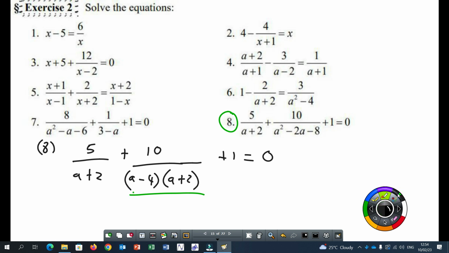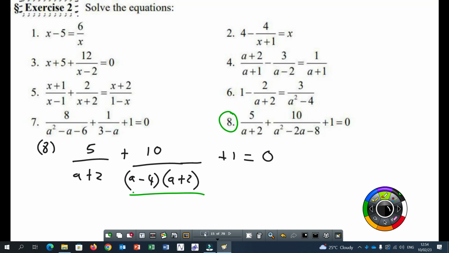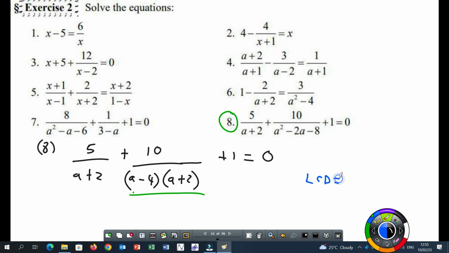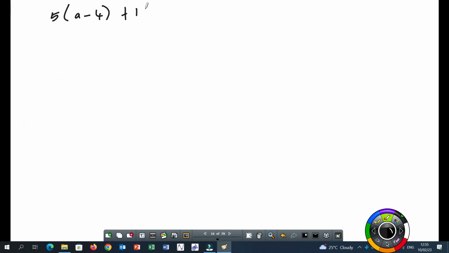Because that's the case, it means when I move to the next step, I just have to multiply this a plus 2 by a minus 4, then I must do the same to the numerator. So if I do that, I'll get 5 times a minus 4. Then this denominator is the same as the LCD. Remember the LCD here will be a minus 4 times a plus 2. That's the LCD.